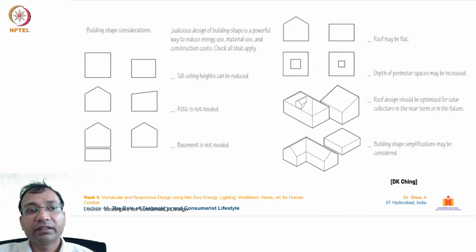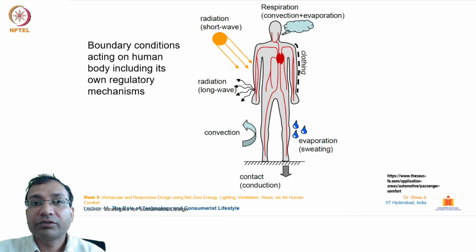Further here in this slide, we have building shape considerations, like what kind of shapes will perform in what way. So in this illustration we can understand more about the boundary conditions acting on any human body, including our own regulatory and bodily mechanisms, which enable the human comfort situations which we desire.